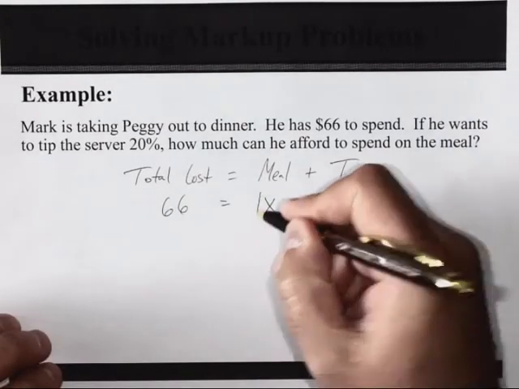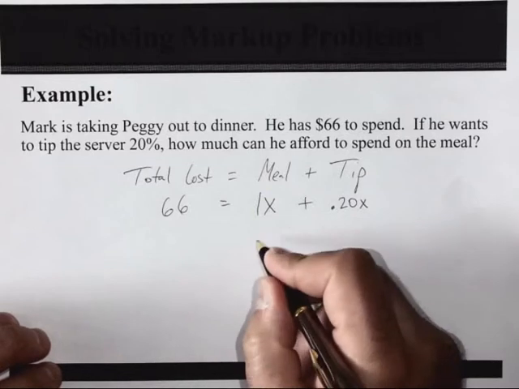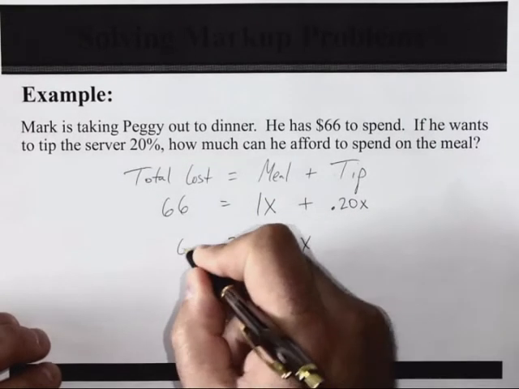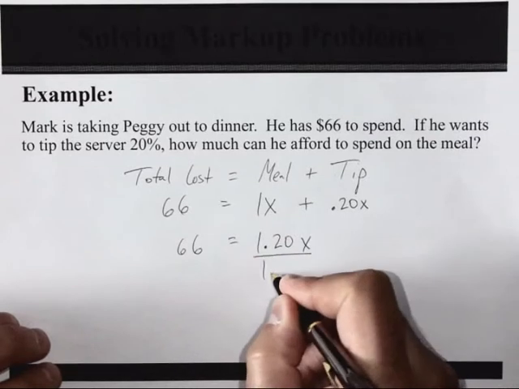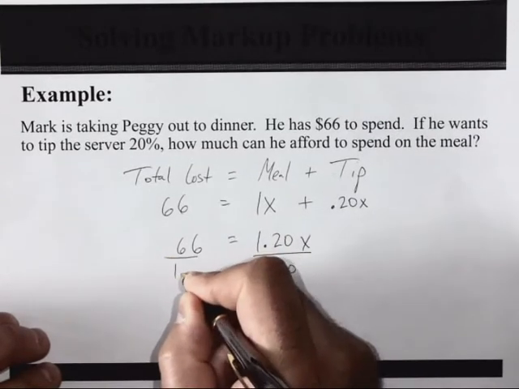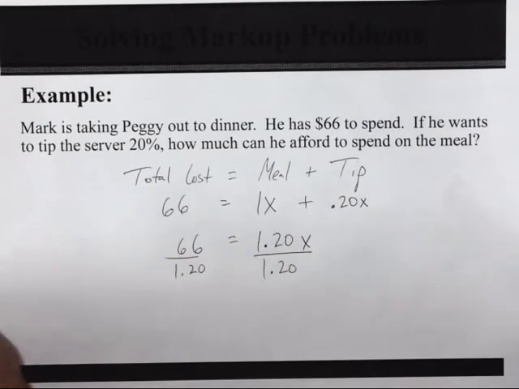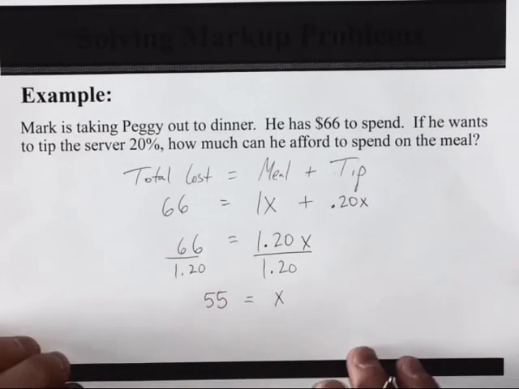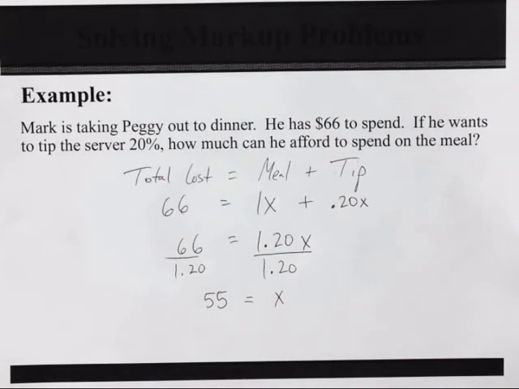So then there's a 1 there. These are like terms. So I get 1.20x, and then I can divide both sides by 1.20 to get 55. So then he can afford to spend $55 on the meal, still tip 20%, and be within budget.